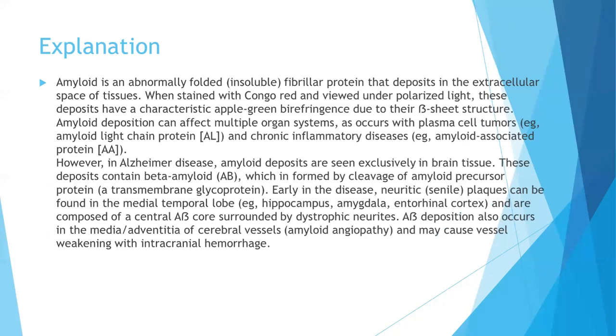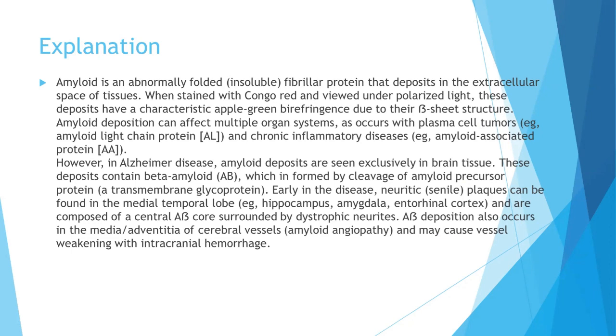So amyloid is an abnormally folded fibrillar protein that deposits in the extracellular space of tissues. When stained with Congo red and viewed under polarized light, these deposits have a characteristic apple-green birefringence due to their beta-pleated sheet structure. Amyloid deposition can affect multiple organ systems, as occurs with plasma cell tumors, amyloid light chain protein, and chronic inflammatory diseases.